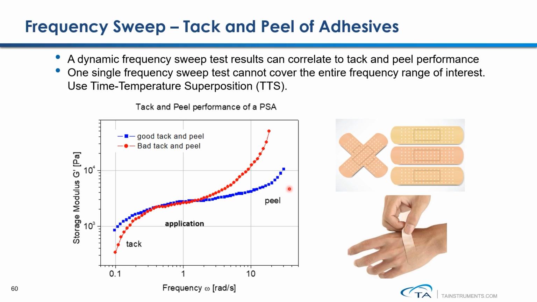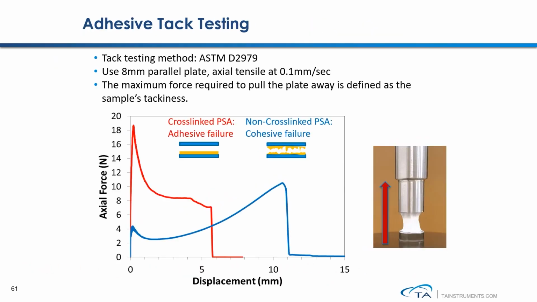Sometimes, a single frequency sweep test may not be able to cover the entire frequency range of interest. So in this case, you can consider using a time-temperature superposition technique to extend the frequency to a much wider range. One of the most commonly used methods for evaluating the tack performance of a pressure-sensitive adhesive sample is described in ASTM 2979.